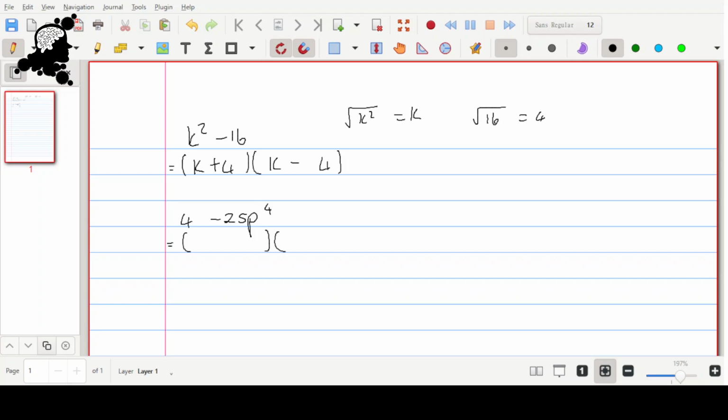Let me open two sets of brackets. So the square root of 4 is going to give me 2. So I'm going to put 2 there, I'm going to put 2 there. Let me put a negative and a positive. The square root of 25p to the power 4: the square root of 25 is 5. The square root of p to the power 4 is going to be p to the power 2. So we've got 5p to the power 2 and 5p to the power 2 there. Wonderful, we are done factorizing it. Let's look at the next question.